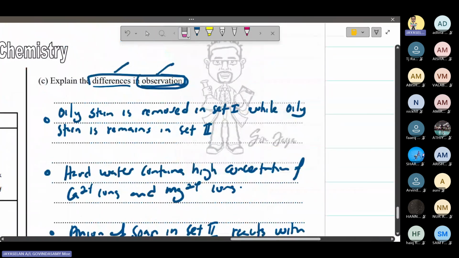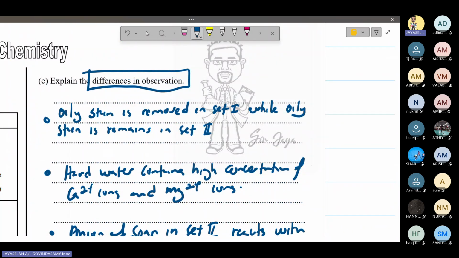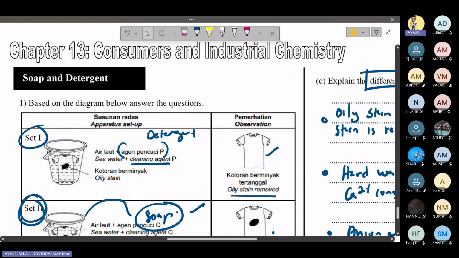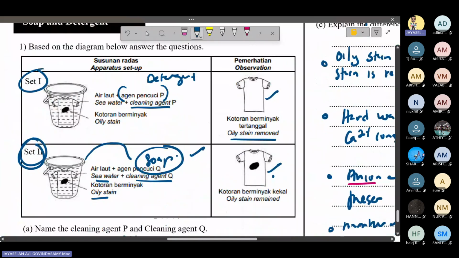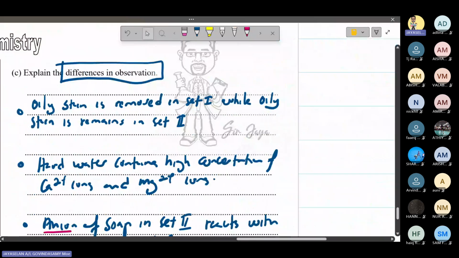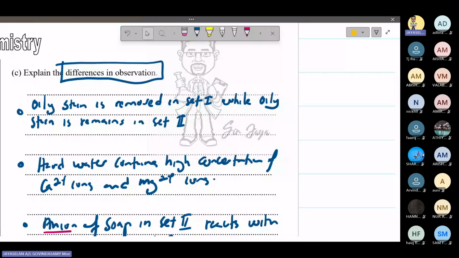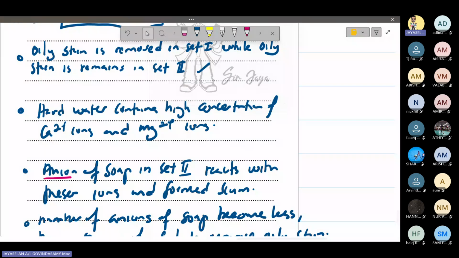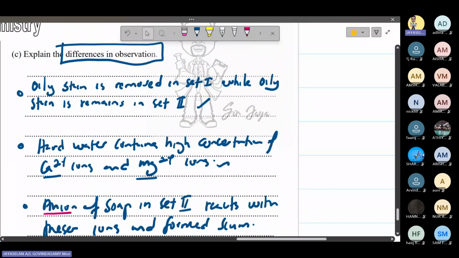When they ask you to explain the differences in the observation, first you look at the diagram. What is the difference in the observation? Must explain. So, what do you see? Number one, in set one, the oily stain is removed. In set two, the oily stain is still there. That is what you have to explain: oily stain is removed in set one, while oily stain remains in set 2, 1 mark. Then you must mention hard water contains what? Hard water contains high concentration of calcium ion, magnesium ion. Point 1, point 2, copy down.